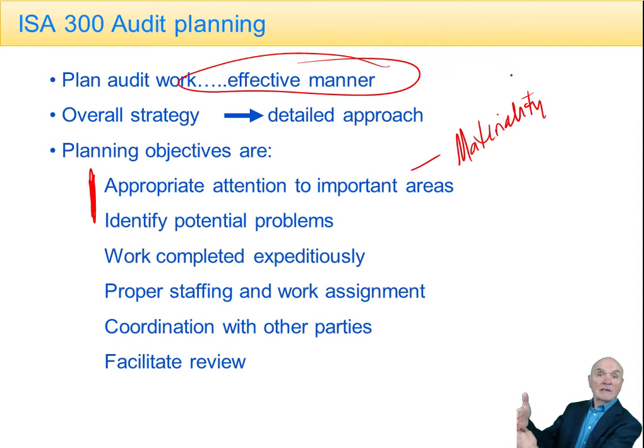Here's when we need the financial statements to be approved. Here's when we'll sign the audit report. Here's where we'll do the final audit. Here's where we'll do the interim audit, and so on. If you don't make these plans, you will not be able to hit those deadlines.